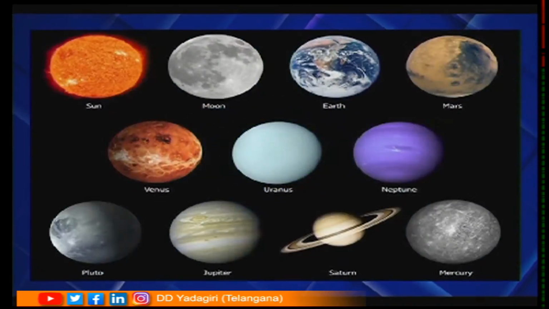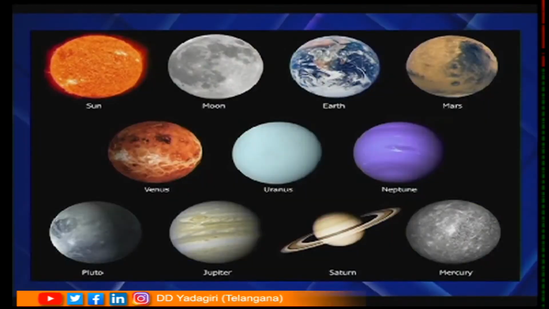Children, what are the planets? The planets are Mercury, Venus, Earth, Mars, Jupiter, Saturn, Uranus, Neptune. Children, earlier even Pluto was considered a part of the solar system, but they have removed it as it was not completing one whole revolution circle around the sun.